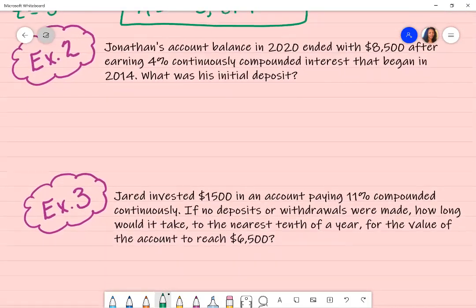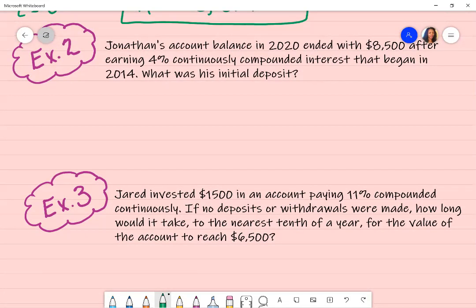Example 2: Jonathan's account balance in 2020 ended with $8,500 after earning 4% continuously compounded interest that began in 2014. What is his initial deposit? So again, I see continuously compounded, so that tells me that I am going to be using the PERT formula again. I personally just like to write it so that it's easy for me to substitute my information in once I write it to the side.